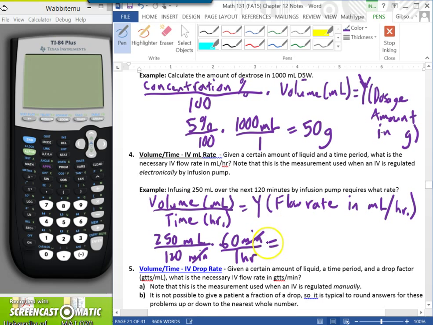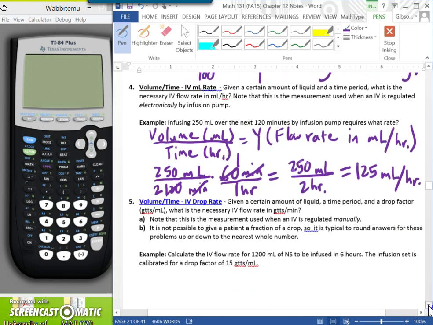So now we have 250 times 60, or you know what, we could do cross simplifying. 60 goes into 60 once, 60 goes into 120 twice. So we have 250 milliliters all over 2 hours. Now when we simplify this, this will give us 125 milliliters per hour. Are there any questions on number 4?